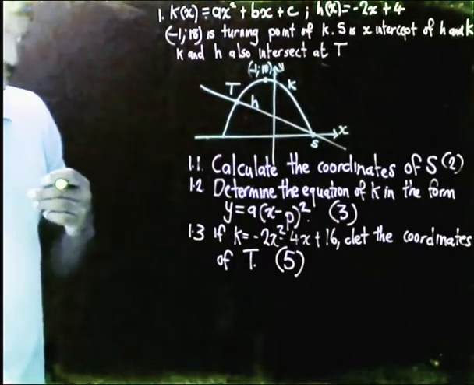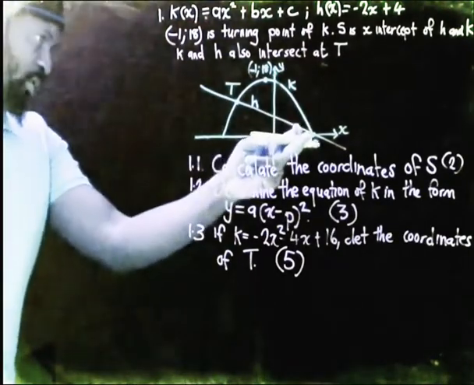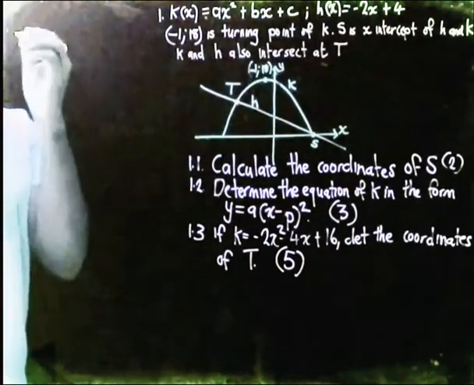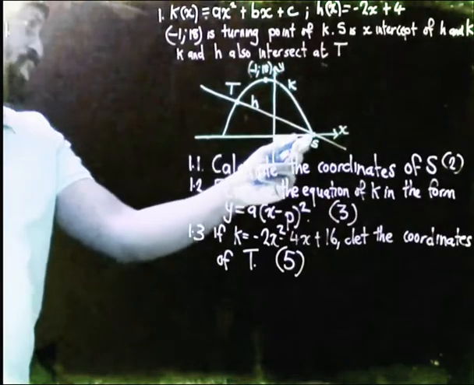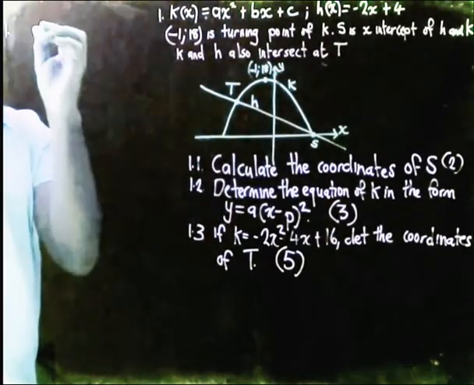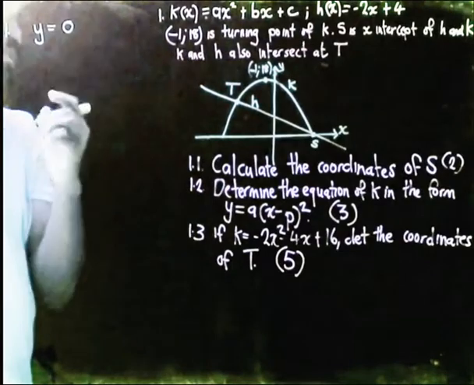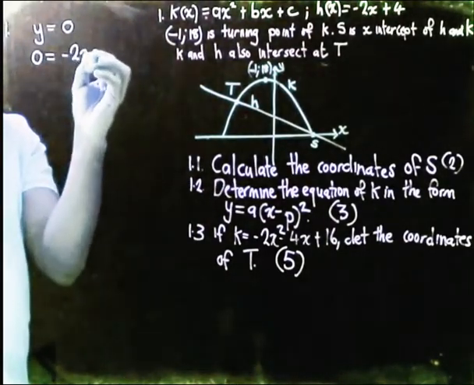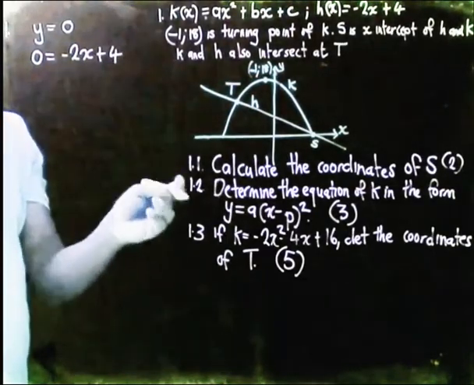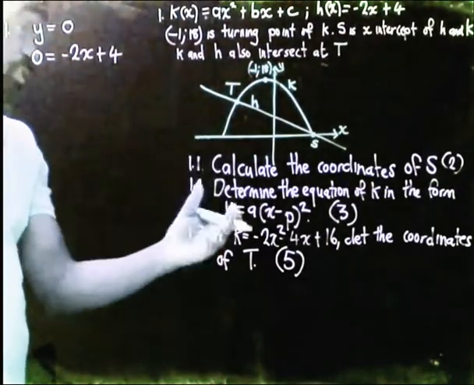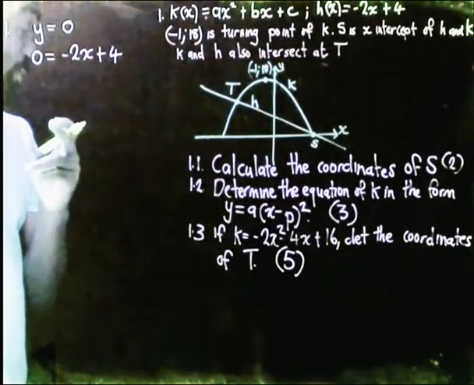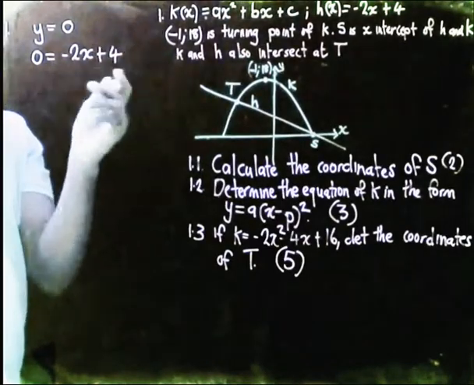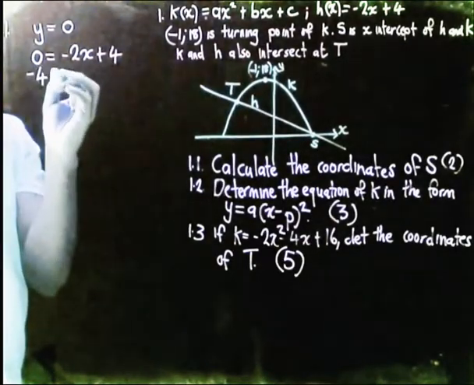Now, to calculate the coordinates of S, the intercept of h and k, we can use the equation given for h of x. So for number 1, we know that an x-intercept means y equals 0. So this is going to mean that 0 is equal to minus 2x plus 4. Remember, when it comes to the algebra of functions, generally use the y format. The function notation is handy, but use the y format. Okay, so now all I have to do is simply solve this equation.